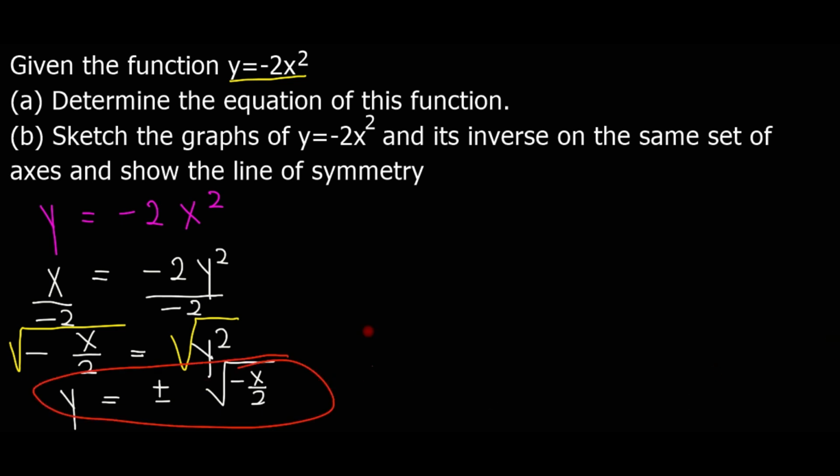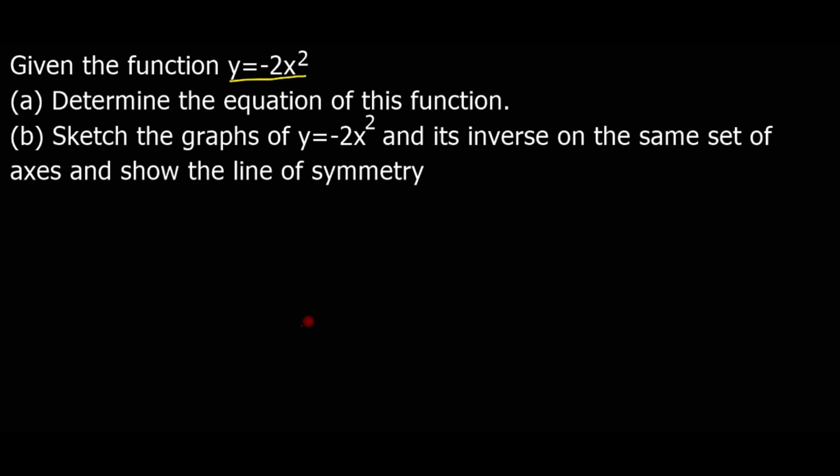And then now we're at part B. Part B: sketch the graphs of y equal to minus 2x squared and its inverse on the same set of axes and show the line of symmetry. Originally y equal to minus 2x squared, and then we use the same points -1, 0 and 1.